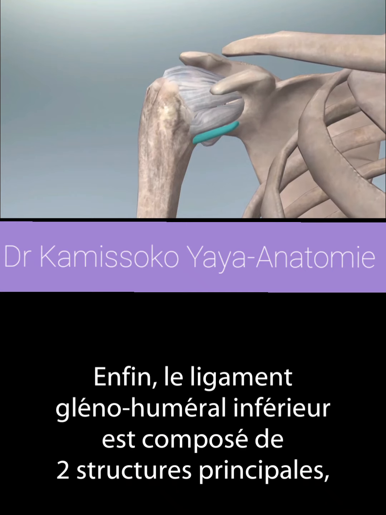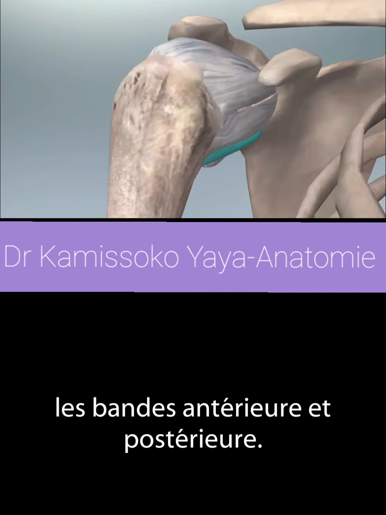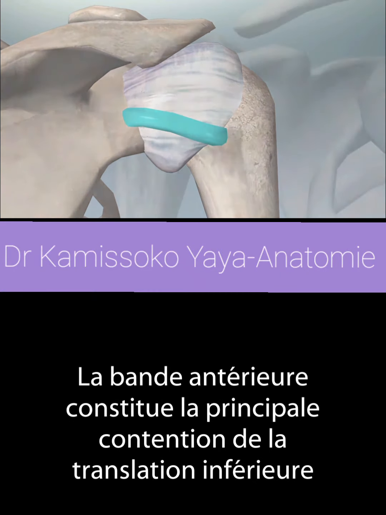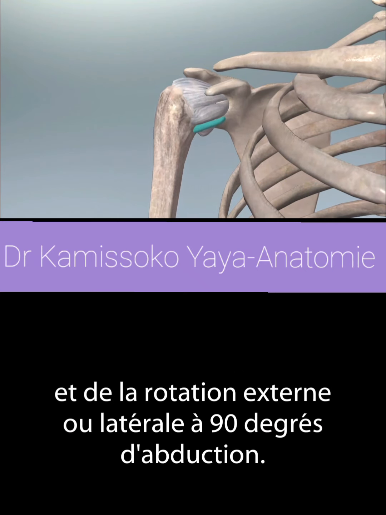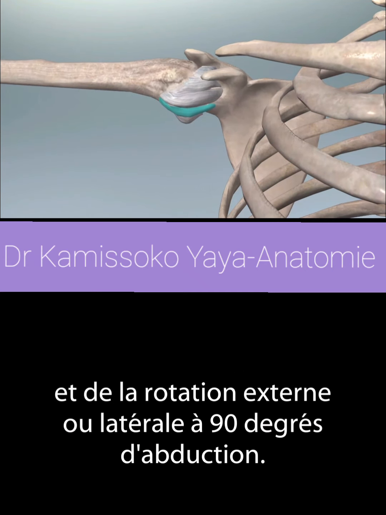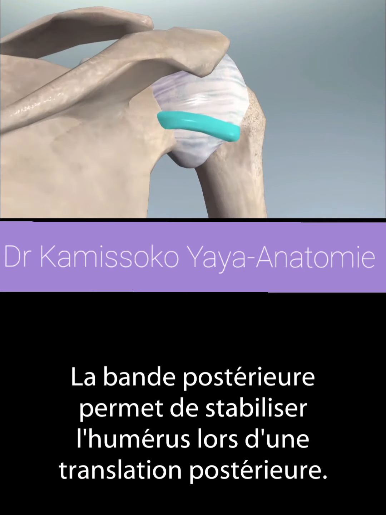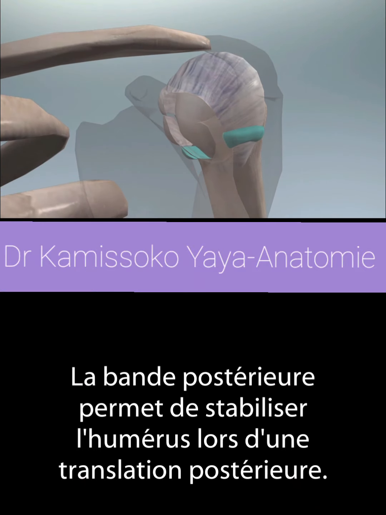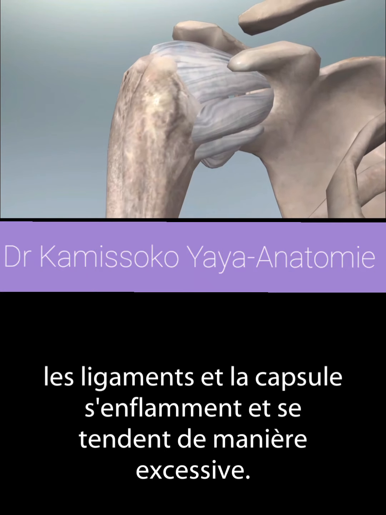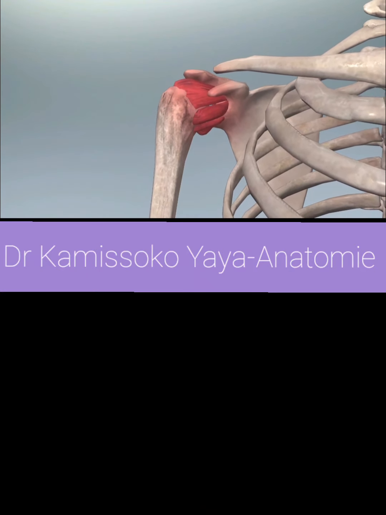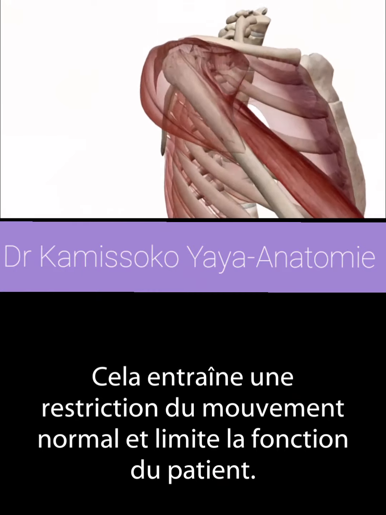And finally, the inferior glenohumeral ligament is made up of two main structures, the anterior and posterior bands. The anterior band is the main restraint to inferior translation and external or lateral rotation at 90 degrees of abduction. The posterior band helps to stabilize the humerus as it translates posteriorly. In patients that present with a frozen shoulder, the ligaments and capsule become excessively inflamed and tight. This will restrict the normal motion from occurring and limit the patient's function.